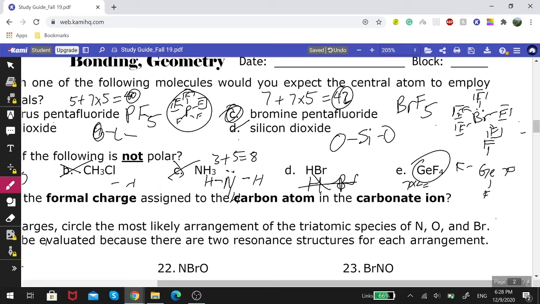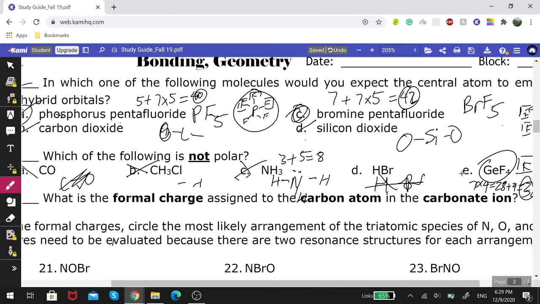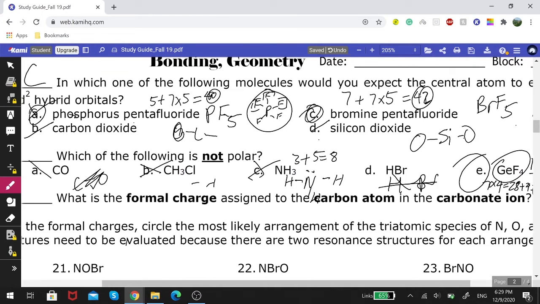No, 4 times 8 is 32, my bad. So this will be 32. First we have 4 times 7 plus Ge, which is 4, which equals 32. And now again, 4 times 8 over here is 32. If this is filled, this will have 8, this will have 8, this will have 8, and this will have 8. So 32 matches, so there will be no lone pair required. So our answer is E, GeF4.